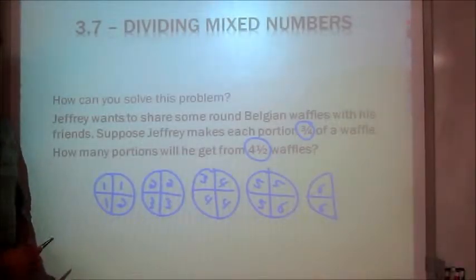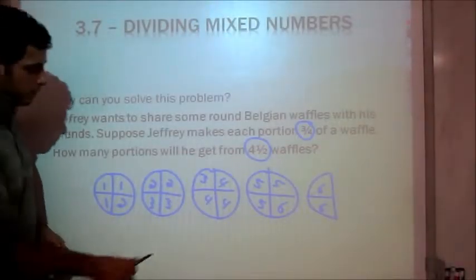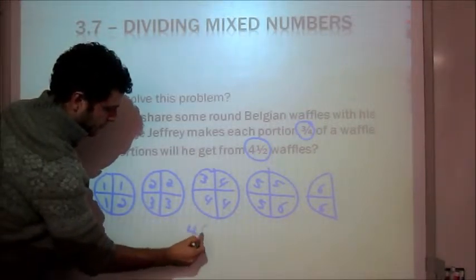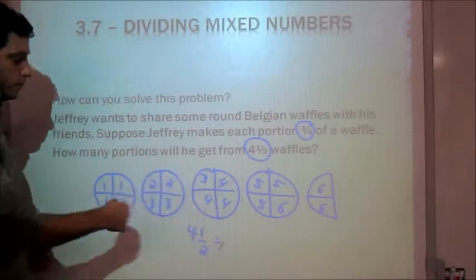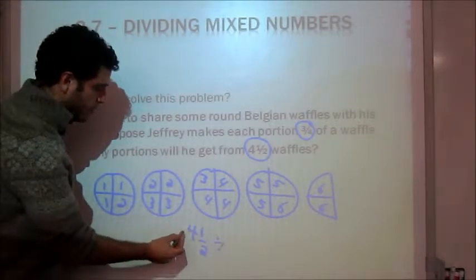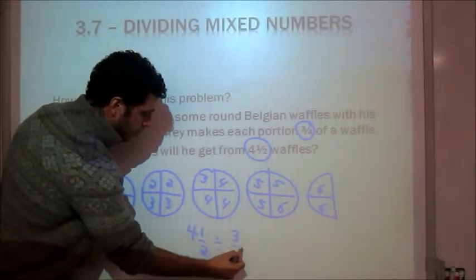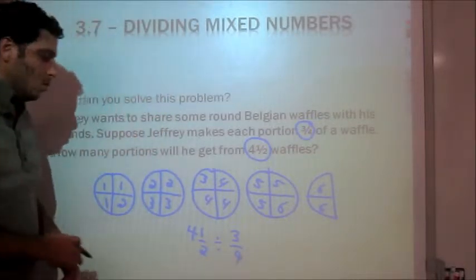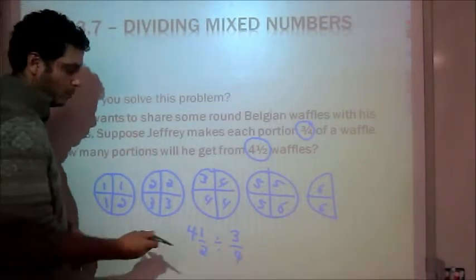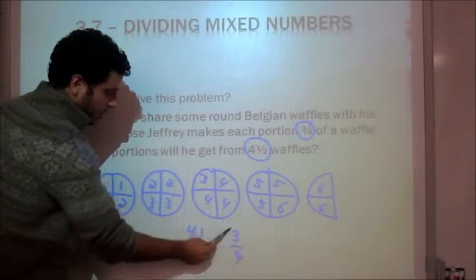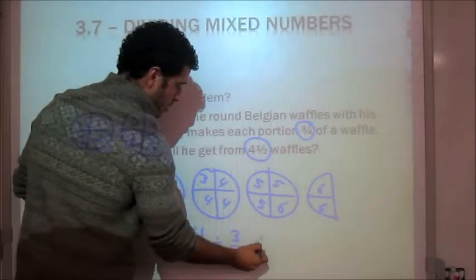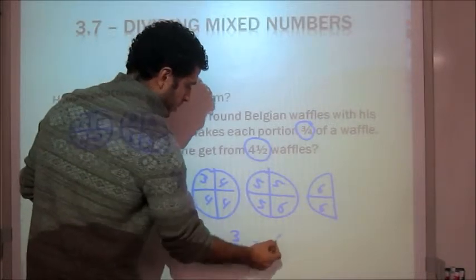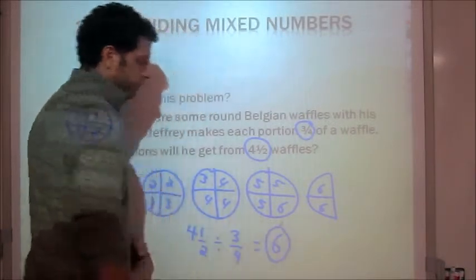Now, this problem can be represented by an equation that looks like this. 4.5, which represents the amount of waffles, and we're going to divide that by the portion size, which is 3/4. So we're trying to figure out how many of these portion sizes there are in this. That is equal to 6.